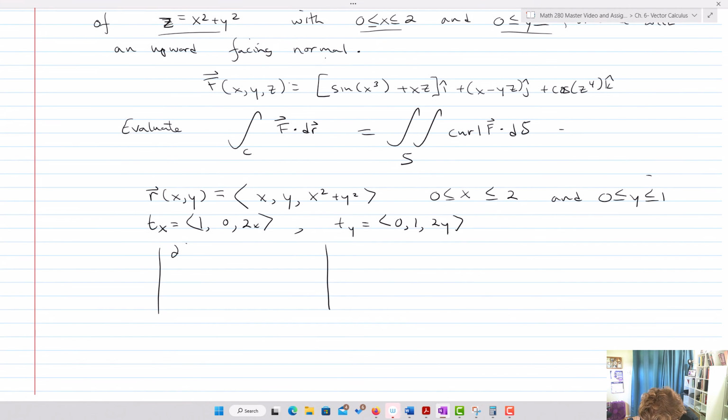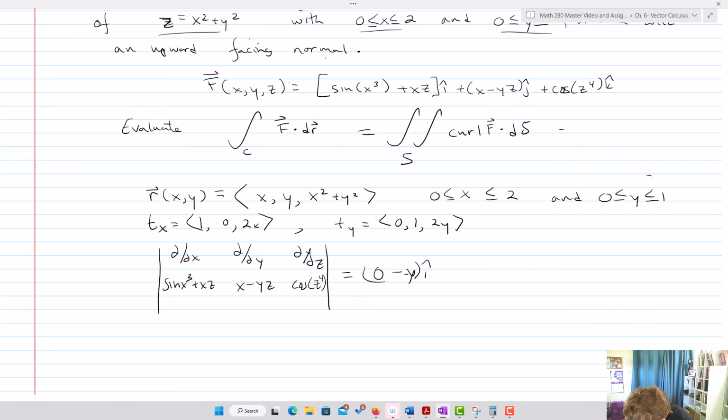Okay, so delta x, delta y, delta z, sine x cubed plus xz, x minus yz, and z to the cosine z to the fourth. Okay, so I go in here, start out with taking my cross product. I'm going to get 0, and then this is going to be negative y. 0 minus a negative y, excuse me.